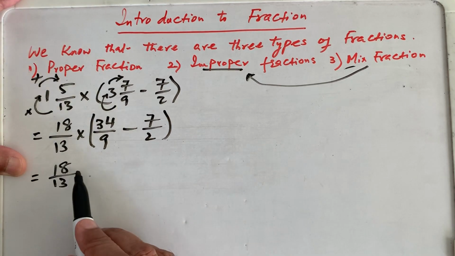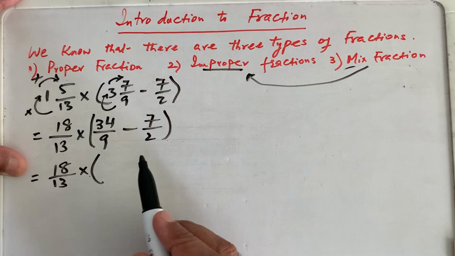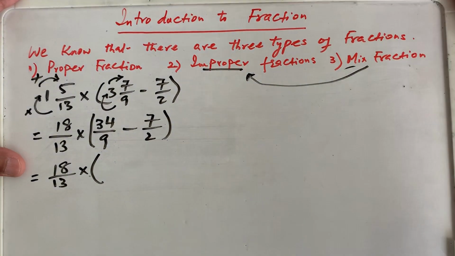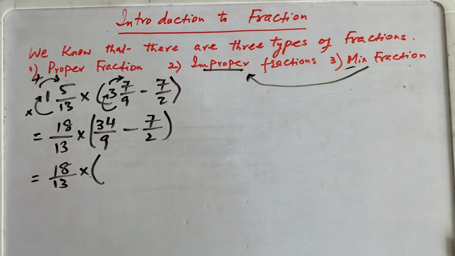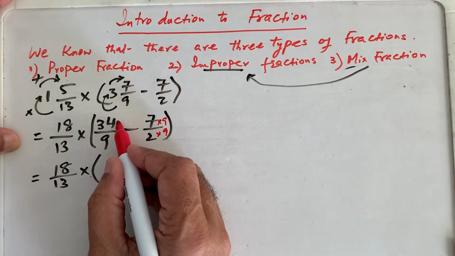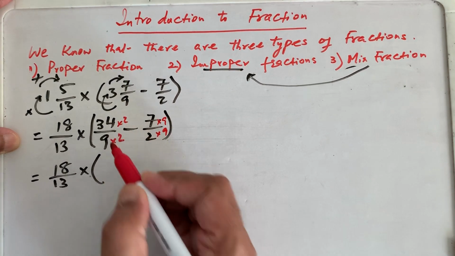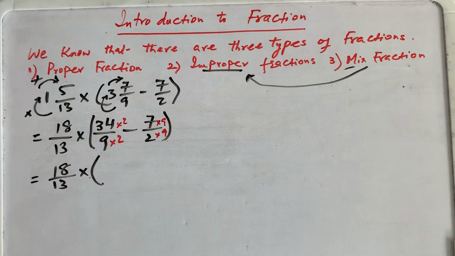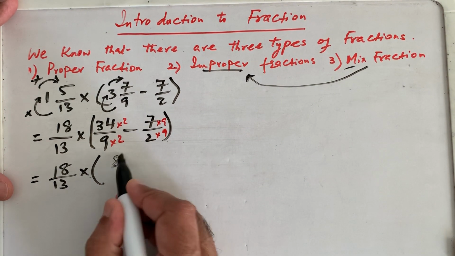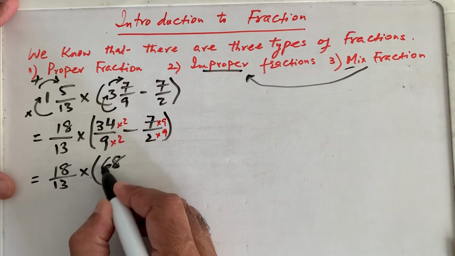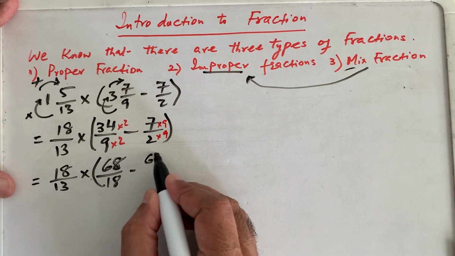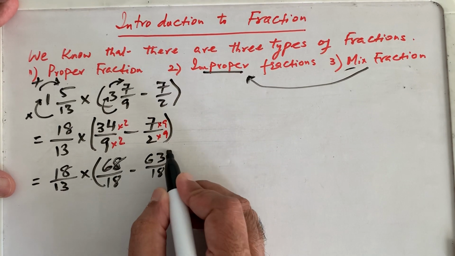So that means here we have to simplify this bracket and make a common denominator for both terms. So we can multiply here with 9 to make it 18 and here with 2 to make it 18. So both denominators will be 18. So 2 fours are 8, 2 threes are 6, divided by 18, minus 7 nines are 63, 63 divided by 18. Now we have the common denominator.